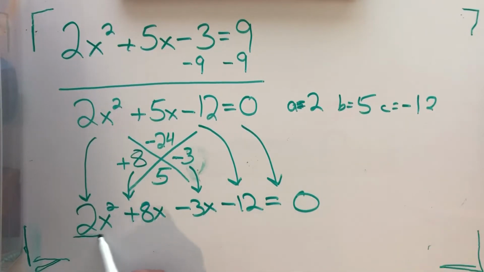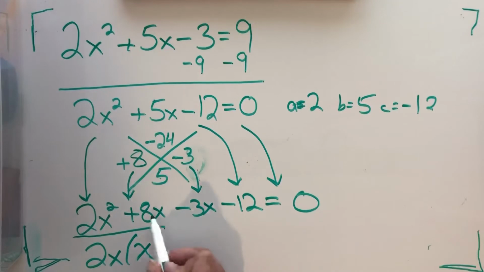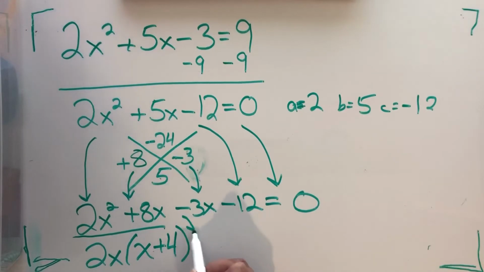So when I look at these first two terms, the greatest common factor that I see is that they both are divisible by 2 and they both have an x. So I'm going to put 2x here. Hopefully you can still see that. And then 2x squared divided by 2x is x. 8x divided by 2x is 4. And remember, I have to bring down this negative sign.